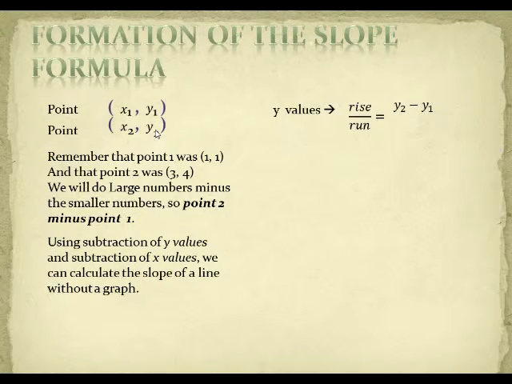Subtract them. That's how you find the change. y2 minus y1. I subtract the y values from each point. Run is defined as the change in x. I'm talking about the x values of the 2 points now. I want to look at how they change, and to find that, you've got to subtract them as well.